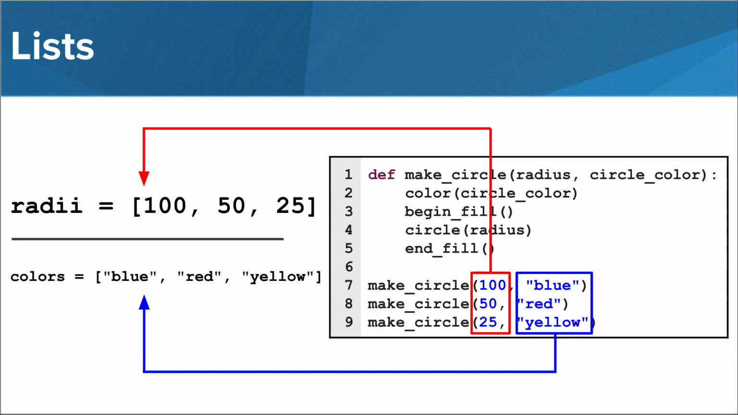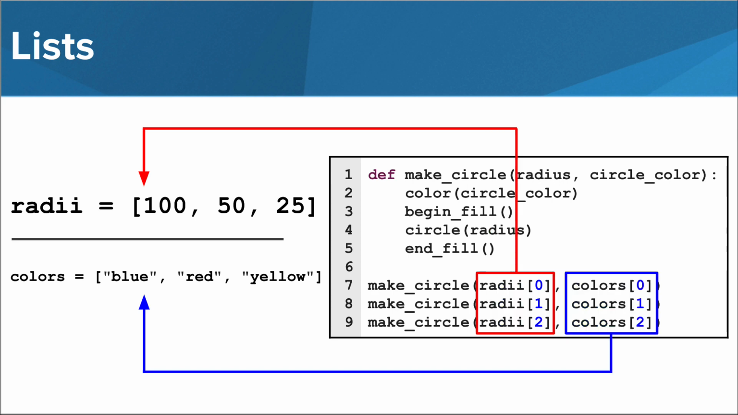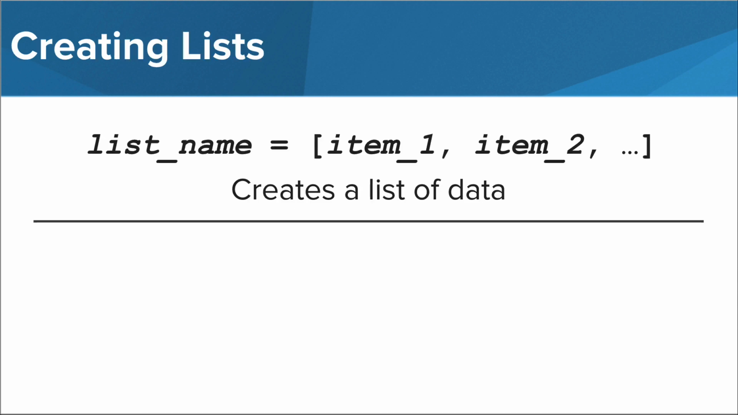With a list, we can save multiple values inside one variable and access each one when we need to. In this case, if we had these two lists, radii and colors, defined, we could use each element in the list as a parameter for our function. We'll look more into the structure of accessing items in a list in the next lesson, but for now, let's look at how we can make a list that holds these values.